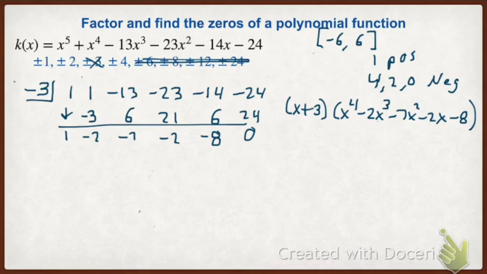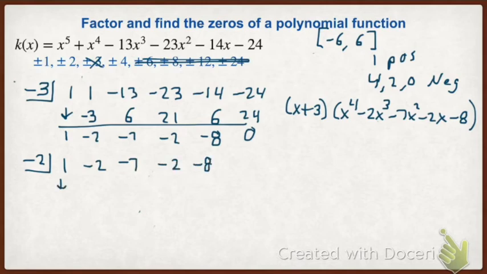It's a crapshoot at this point. We want to get to -8. I'm going to try -2, I think. Just keep working my way down. So we plug in -2. Now we have 1, -2, -7, -2, -8.